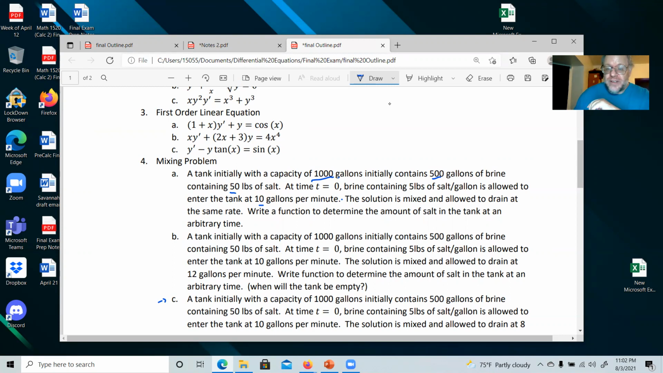The solution is mixed, and we are allowed to drain at the same rate. So it's coming in at 10 gallons per minute, and it's leaving at 10 gallons a minute. How much salt is in it? Well, we know how much salt is coming in. We don't know how much salt is going out. We're looking for a function to determine the amount of salt in the tank at an arbitrary time.